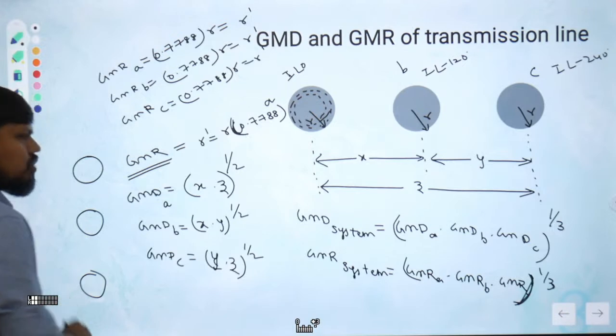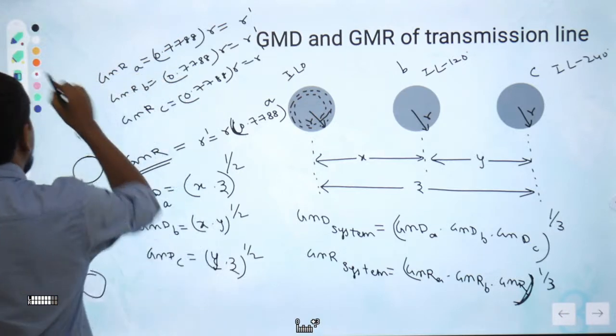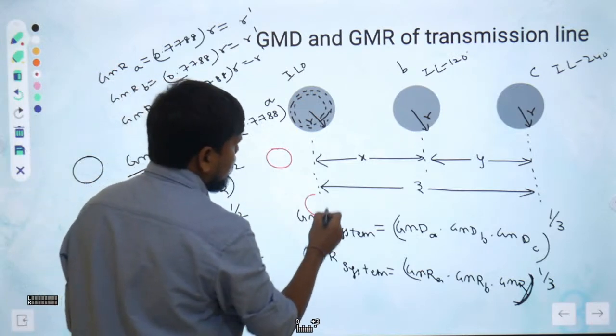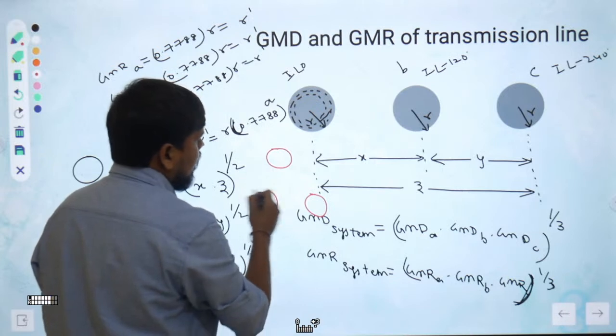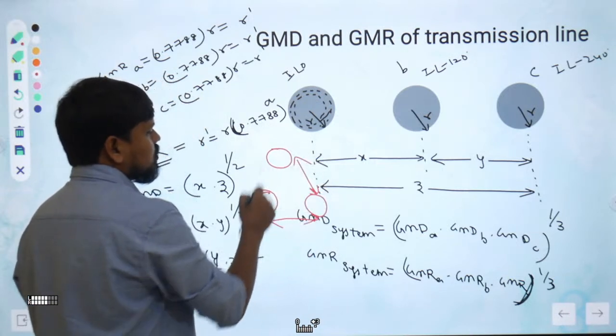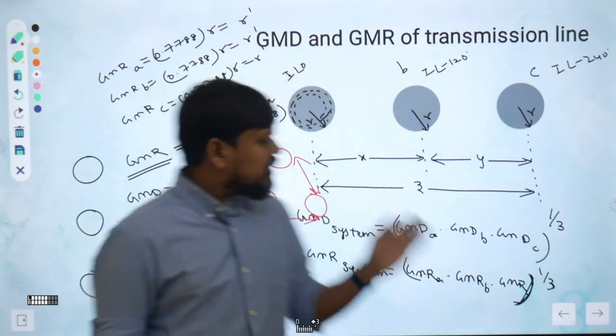For this also you have to calculate. Let's take symmetrical configuration. What is symmetrical configuration? Symmetrical configuration means first conductor will be here, second conductor will be here, and third conductor will be here. Distance between these two is the same. Distance between these two and distance between these two, everything will be the same. So that is symmetrical configuration.